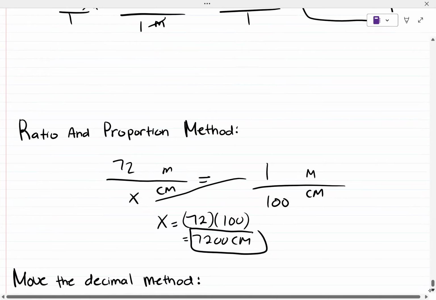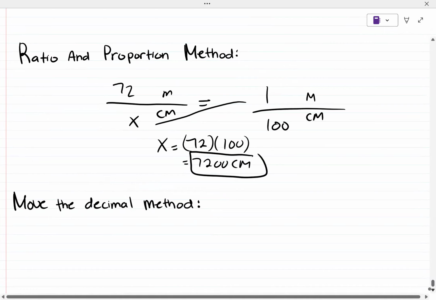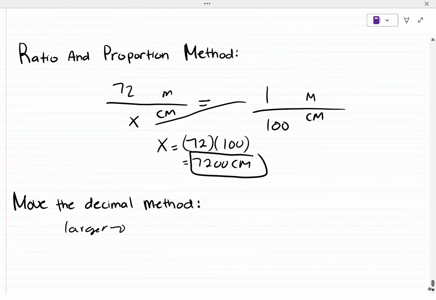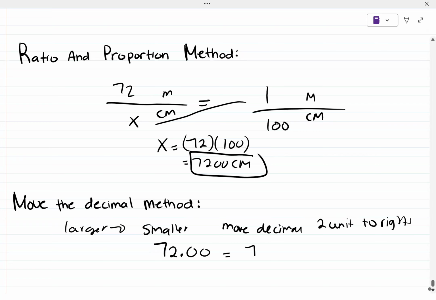And lastly, the move the decimal method. We are technically going from a larger to a smaller unit, so what we're going to have to do is move the decimal 2 units to the right. We were given 72. The decimal's right at the very end. We go ahead and move that 2 places to the right: 1, 2. So that's 7,200. You must include these zeros, and that is your final answer.